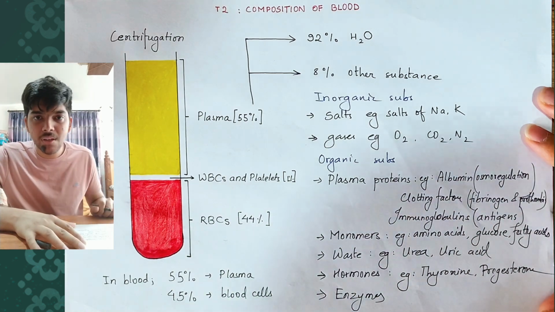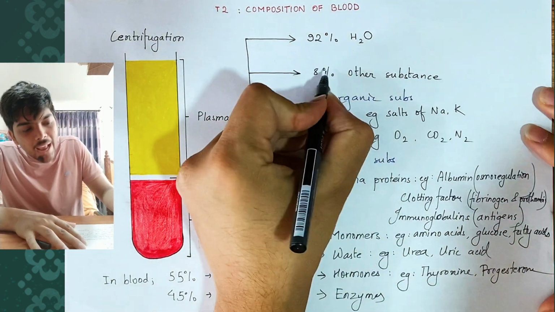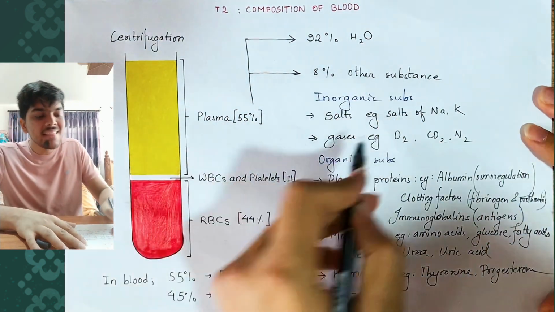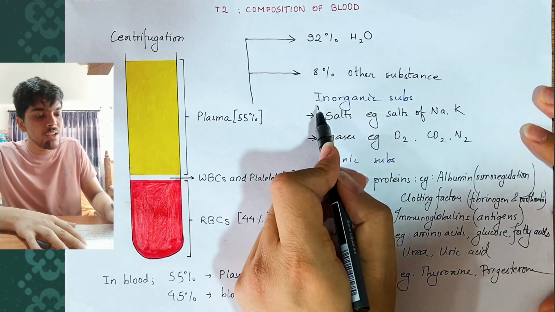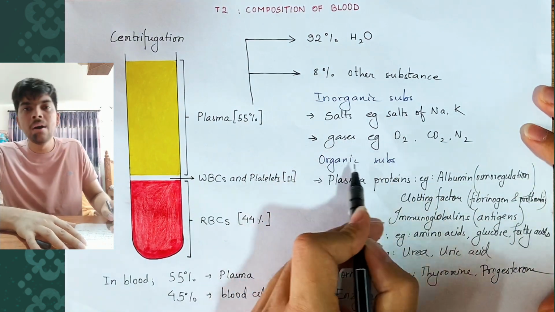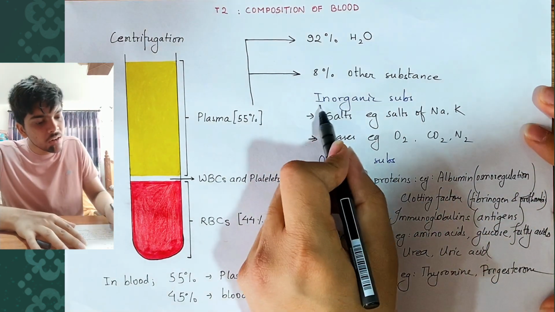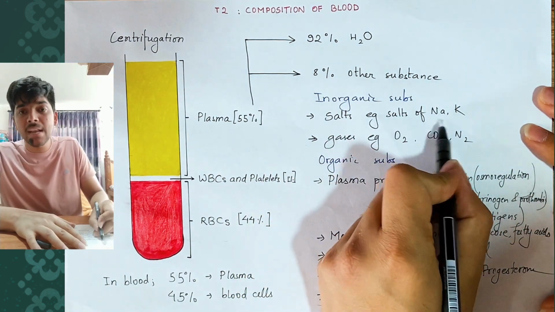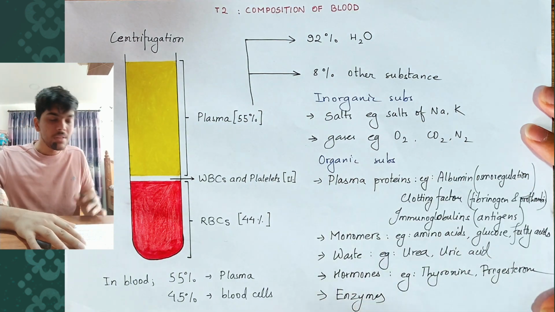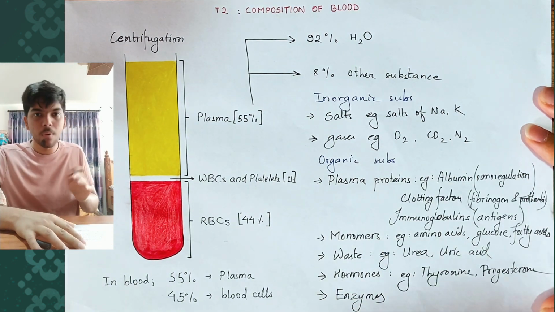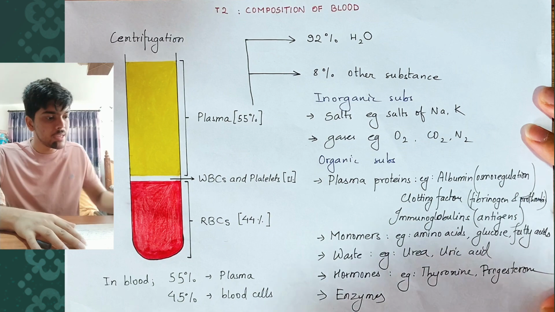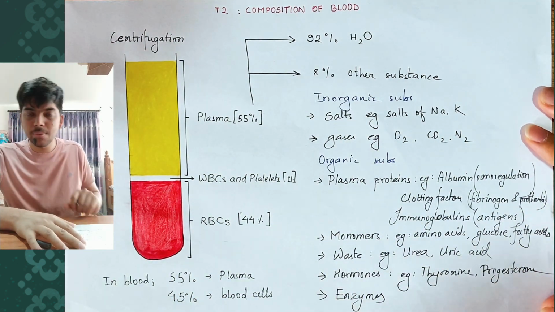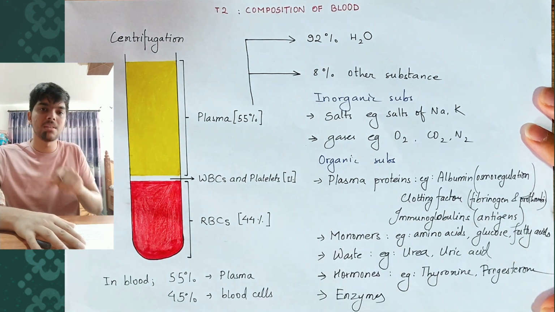100% minus 92% gives 8. So the remaining 8% contains other substances, and these other substances are either inorganic substances or organic substances. Under inorganic substances, you can find salts of sodium and potassium. So inside your blood vessel, there's your blood. The majority portion of blood is just plasma. In that plasma, you can find organic and inorganic substances. First, we are looking at the inorganic substances.